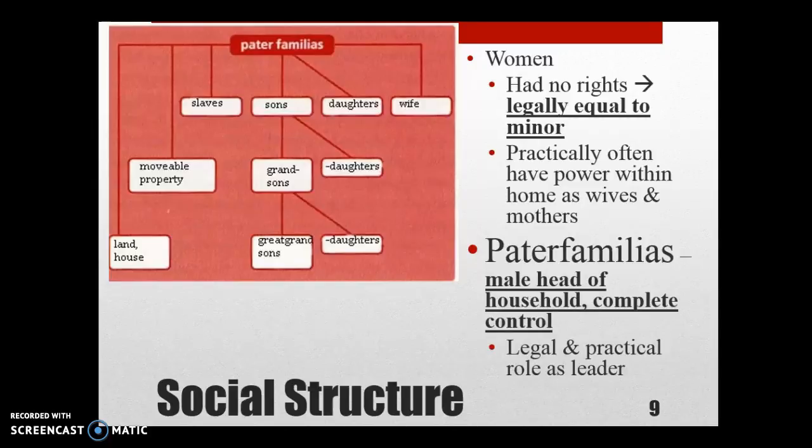Within this, we have a concept called paterfamilias. Rome believed in paterfamilias, meaning the male head of household had complete control of the household. This might be the father, but it might also be the grandfather or the patriarch. If on a large estate you had multiple members and generations of a family living together, then the eldest male would be the paterfamilias, the father of the family, the head of the family, almost like the king and the ruler within the family.